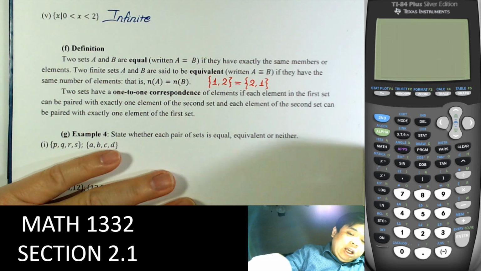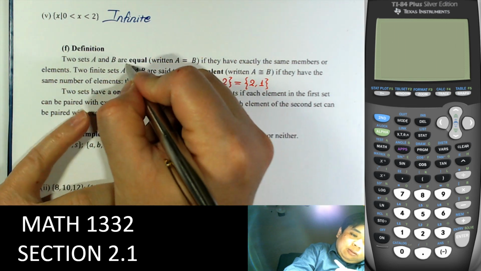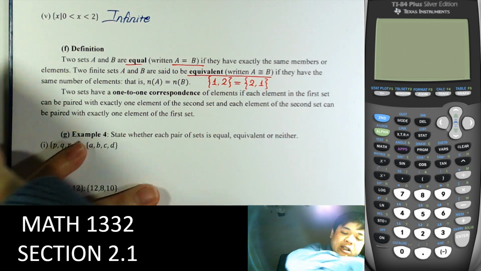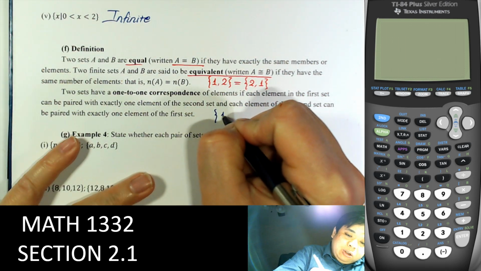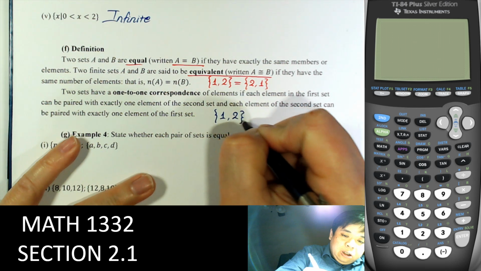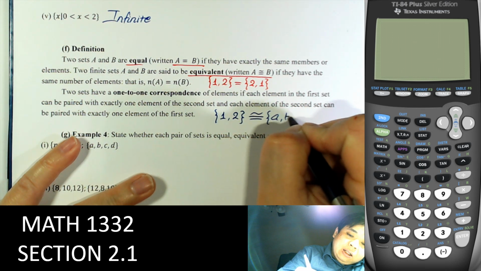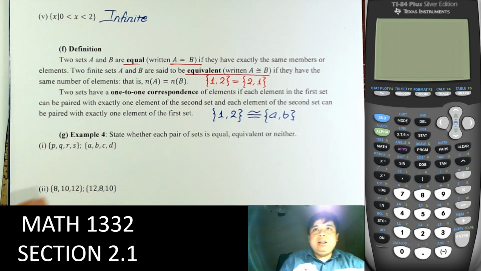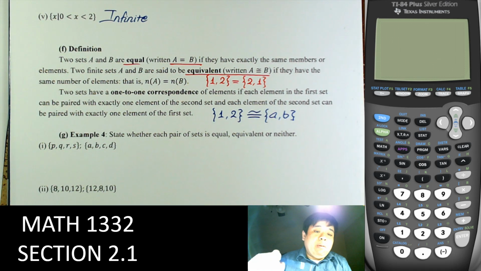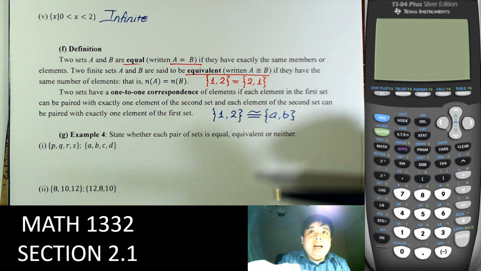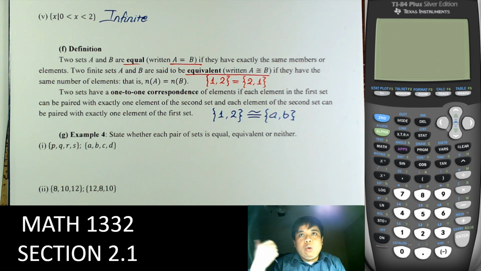However, if we want to use equivalent, I can write like this. The set 1, 2 is equivalent to the set A and B. Well, both of them have two elements, so they are equivalent. Of course, equal is a much stronger condition than equivalent. If it is equal, it is also equivalent. If it is equivalent, it may not be equal.